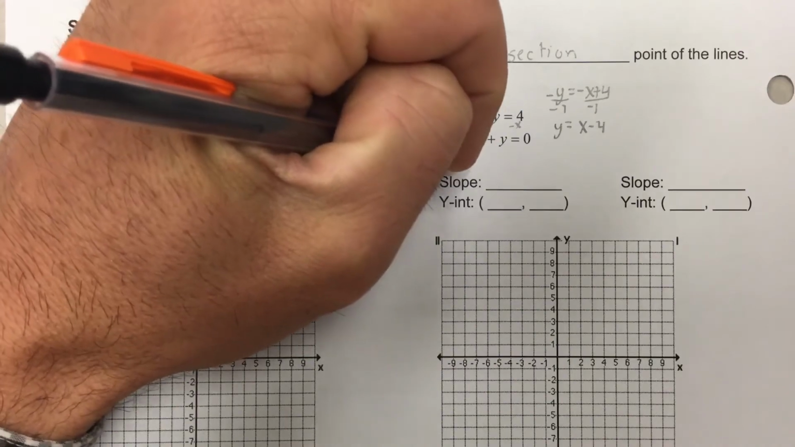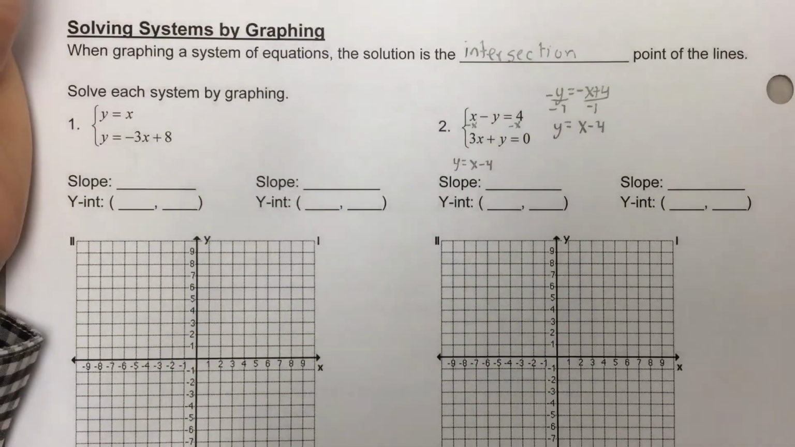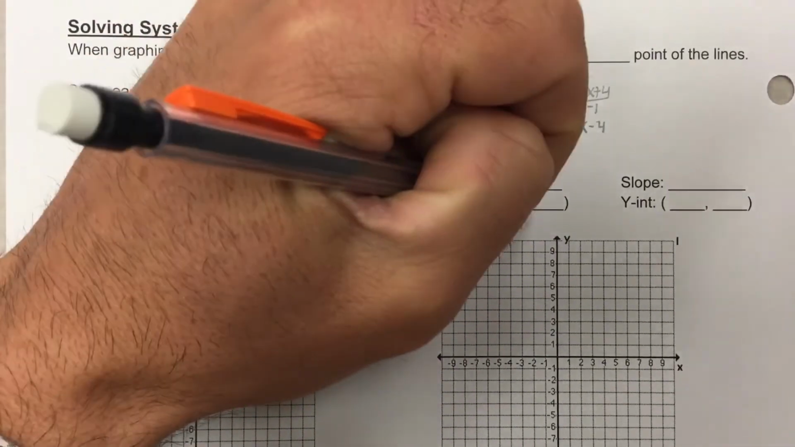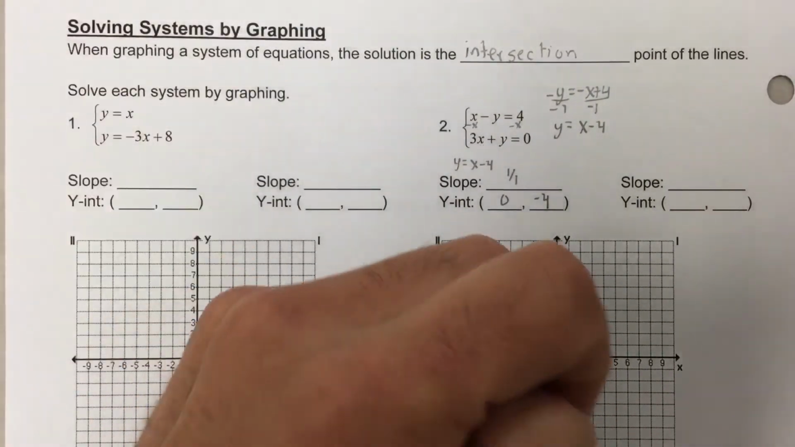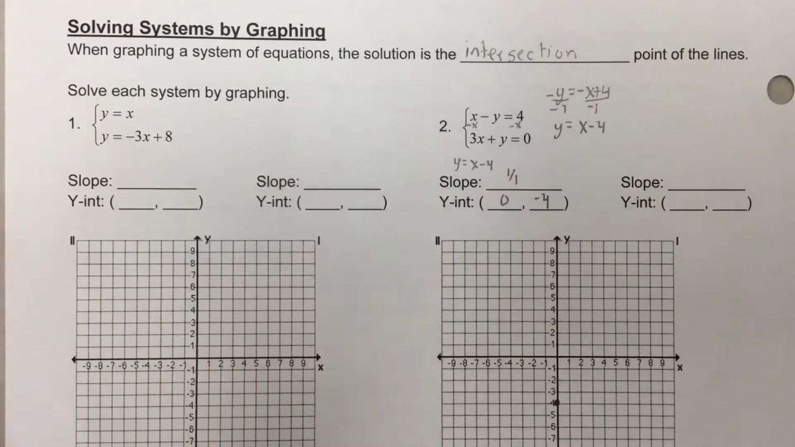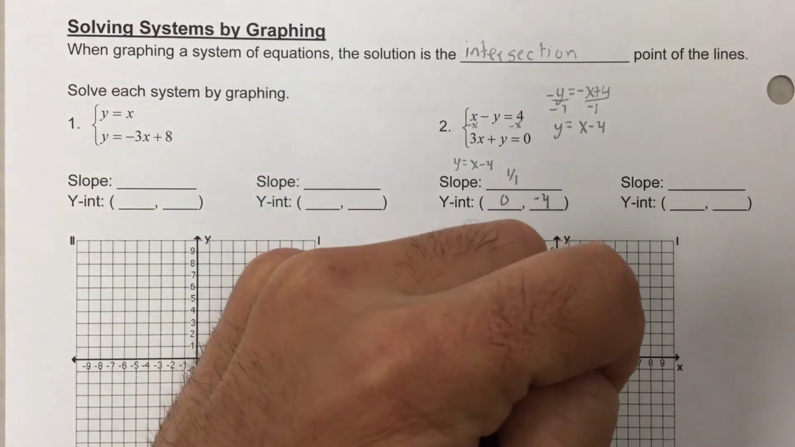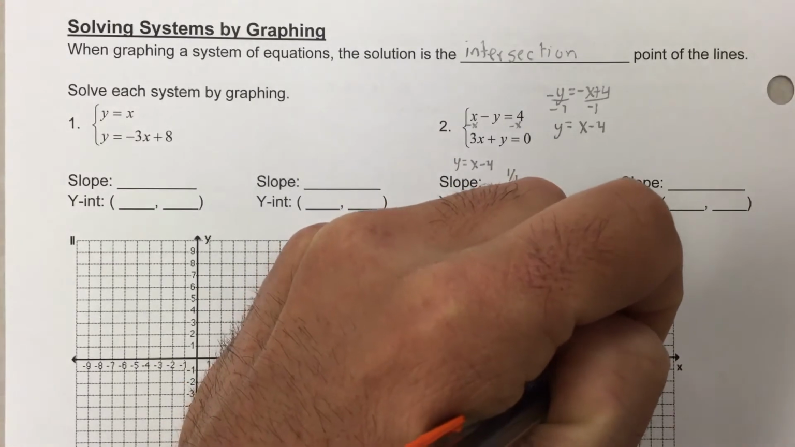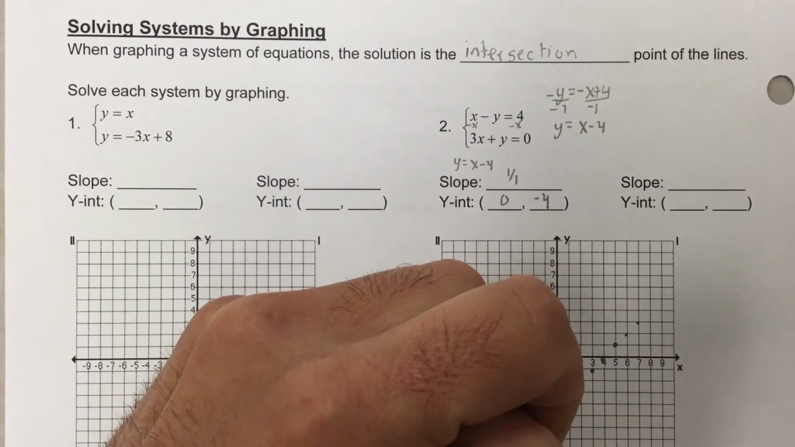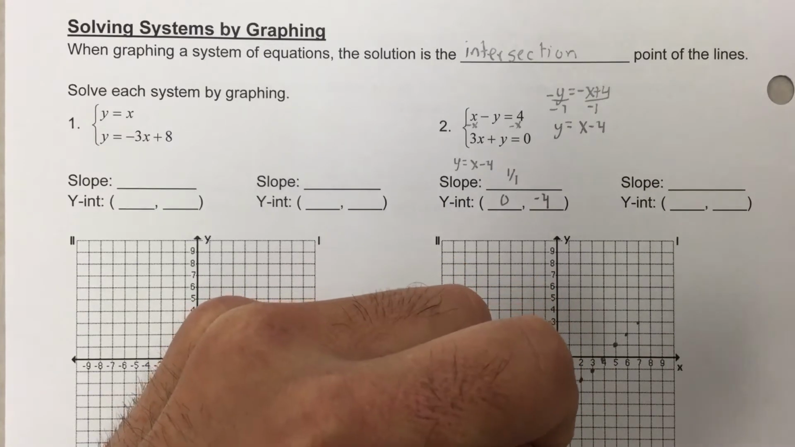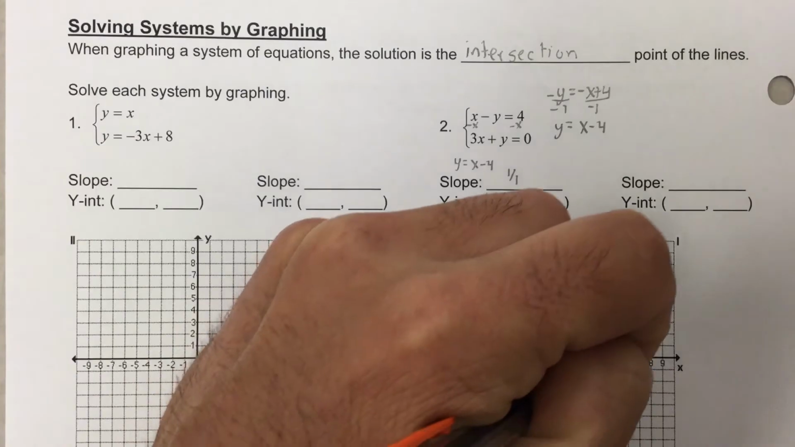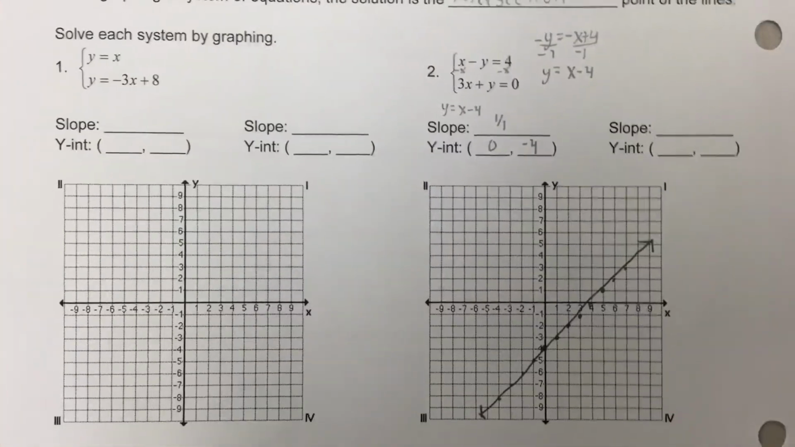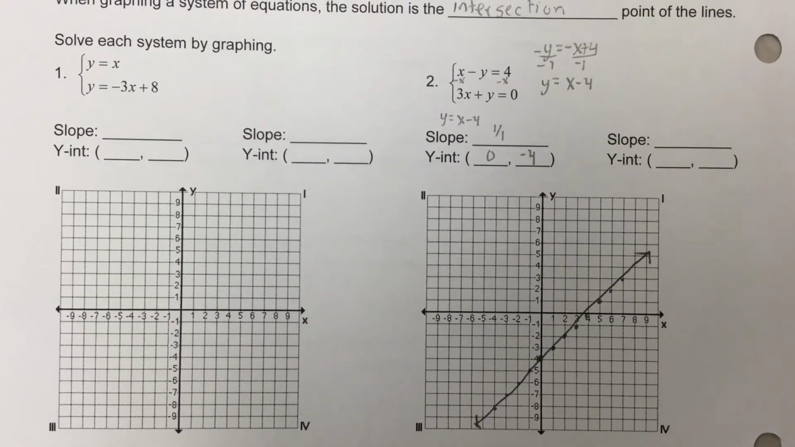So for the equation y equals x minus 4, my slope, there's a 1 in front, so 1 over 1. My y-intercept is 0, negative 4. And so we would start at 0, negative 4, and go up 1 and over 1. Up 1, right 1. And then we can also go down 1 and left 1. And you want to really fill up the graph here because we're not sure where those lines are going to intersect. So we want to make sure we get as many points as possible.